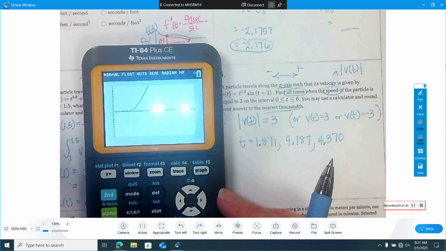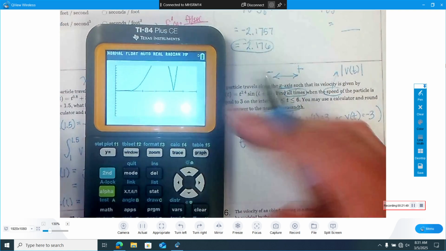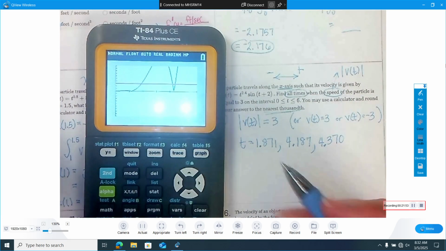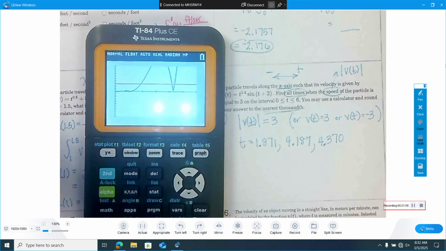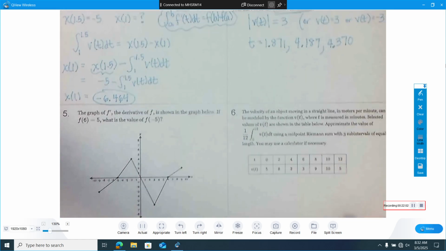Now it looks like that, where it flipped up that negative portion, just flipped it straight over, reflected it over the axis. We'll get the same exact x values at that intersection there. So a couple of different ways to do that. Let's look at number 5. I like number 5. It's kind of interesting.